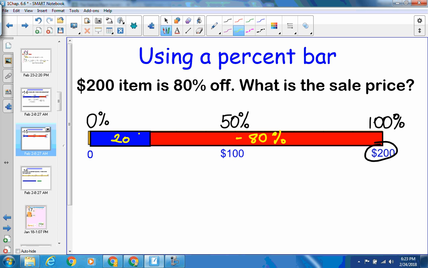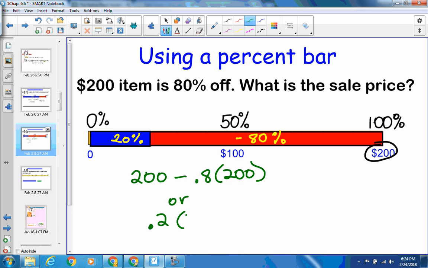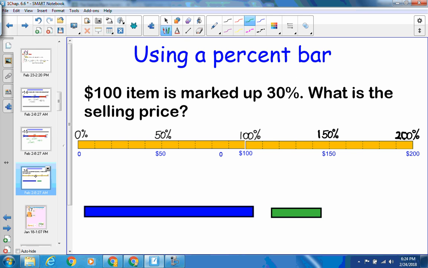Just to repeat what we did in the last example, we would either find what $200 minus 0.8 of 200 is, or we could just do 0.2 times 200. Either way, we're going to end up paying $40 for the item now that it's on sale. Okay. Our last percent bar is showing our first markup.